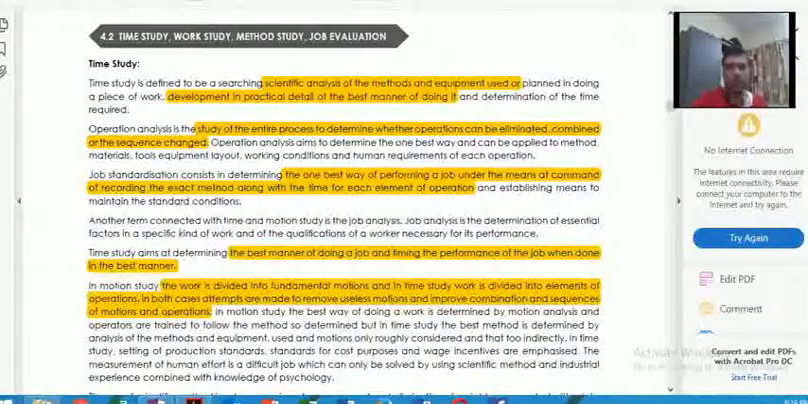In yesterday's lecture, we have seen the meaning of production planning and control and the various aspects regarding production planning and control. Now in today's lecture, we are going to see the different types of studies involved in operations management. What are the different types of studies involved in operations?